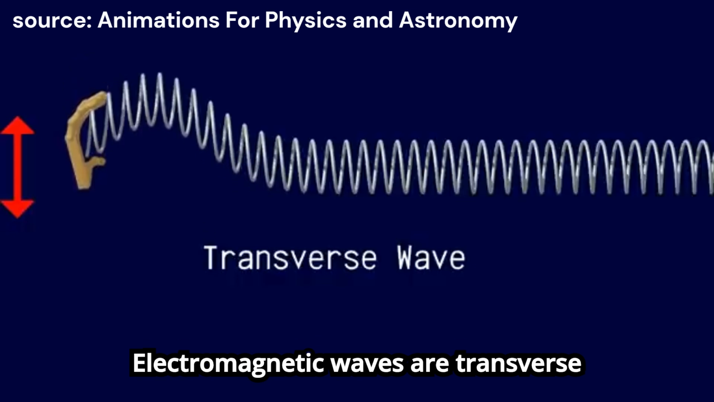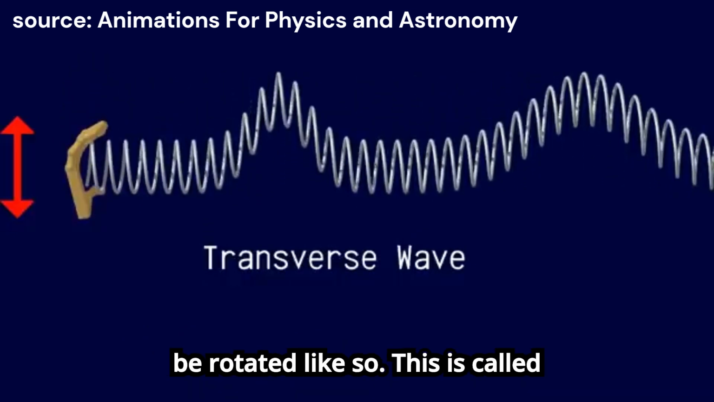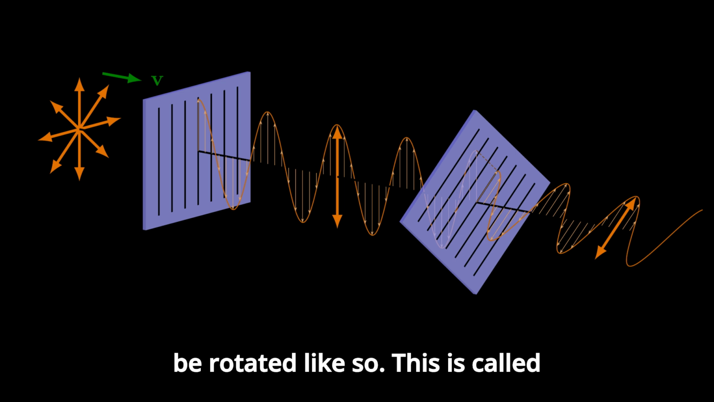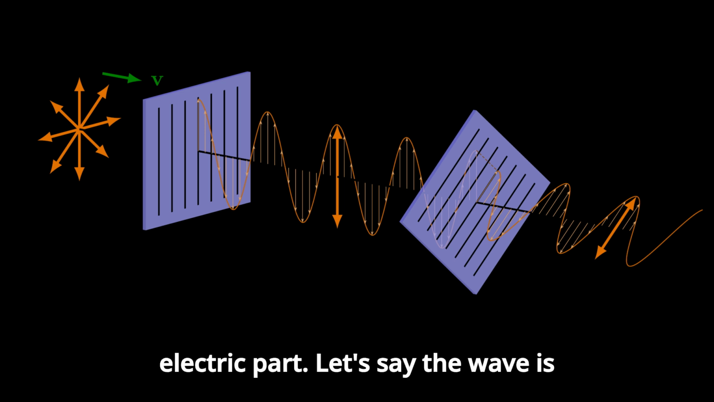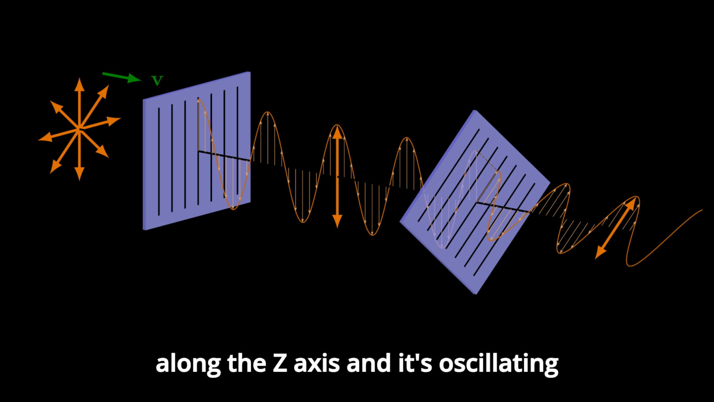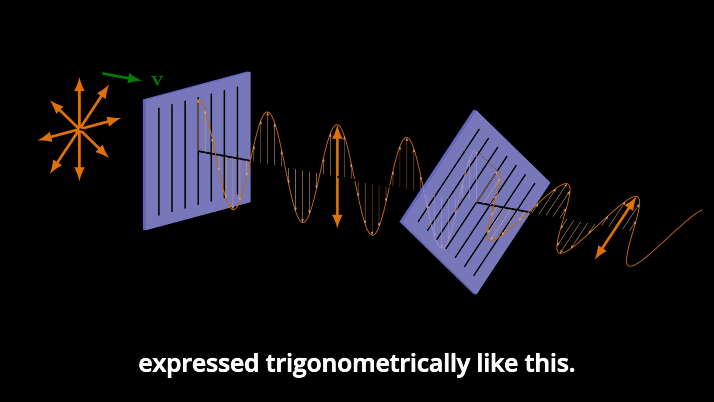Electromagnetic waves are transverse waves, which means they jump up and down while moving forward. Now, these waves can be rotated, like so. This is called polarization. Now, for the sake of simplicity, we can ignore the magnetic part of the EM wave and just focus on the electric part. Let's say the wave is propagating along the Z axis and it's oscillating along the Y axis. This can be expressed trigonometrically like this.